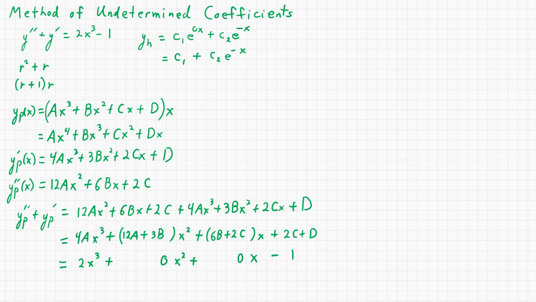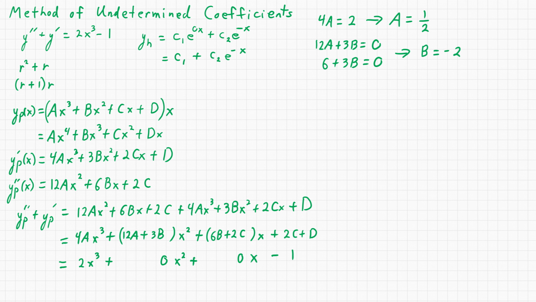So the easiest one to match first is the x cubed term, because there's only one undetermined coefficient in there, it's a. So I know that 4a is equal to 2. So then that's going to make a equal to 1/2. Well now I know a, and now I have 12a plus 3b equals 0. Plugging in my 1/2, that's 6 plus 3b equals 0. Well, that's going to make b equal to -2.